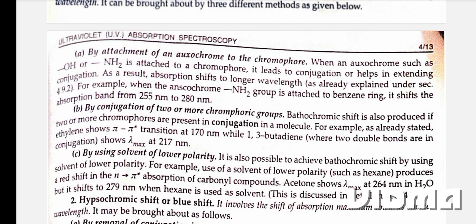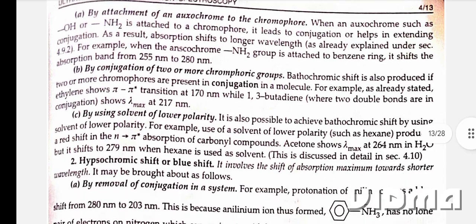By conjugation of two or more chromophoric groups. Bathochromic shift is also produced if two or more chromophores are present in conjugation in a molecule. For example, as already studied, ethylene shows pi to pi star transition at 170 nanometer while 1,3-butadiene, where two double bonds are in conjugation, shows lambda maximum at 217 nanometer.